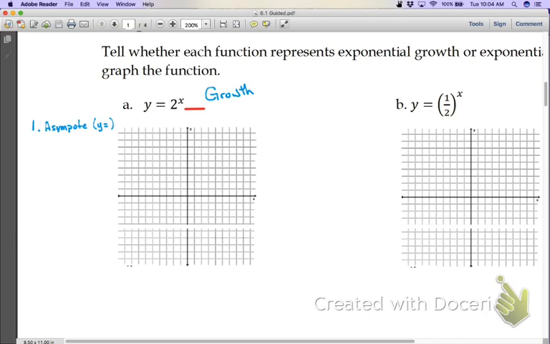So in this case, where is my asymptote? Y equals 0. So that means I'm going to have an imaginary line on my x-axis. Normally you want to make it a dashed line. That's just going to tell me where the graph is getting closer and closer to. For right now, it can't cross over that line.